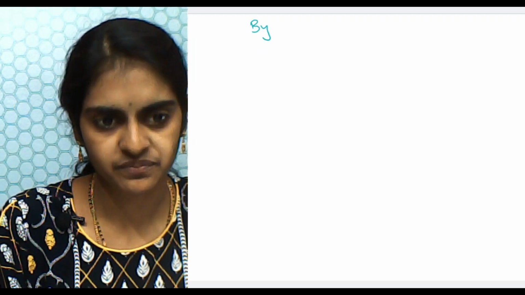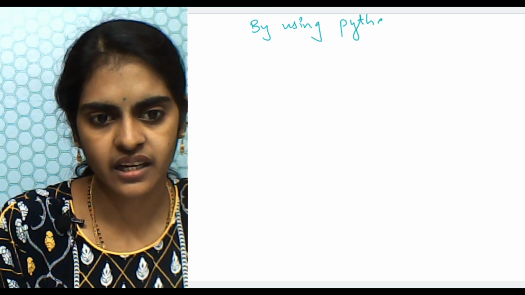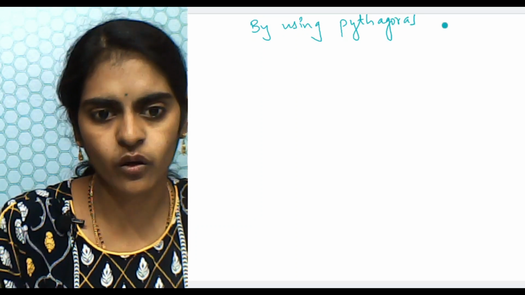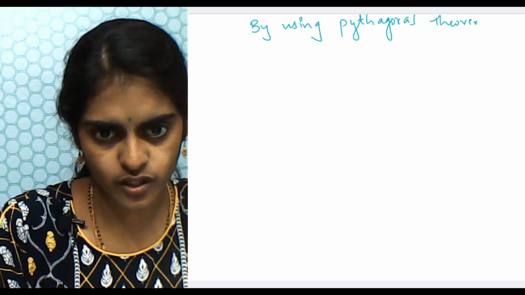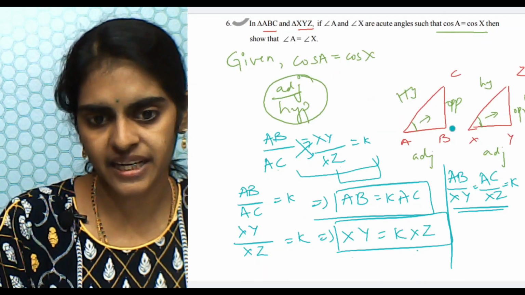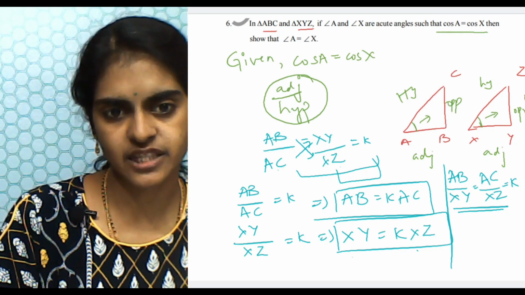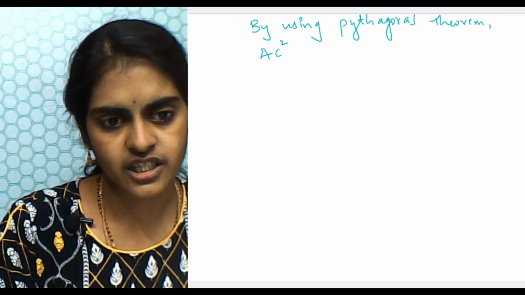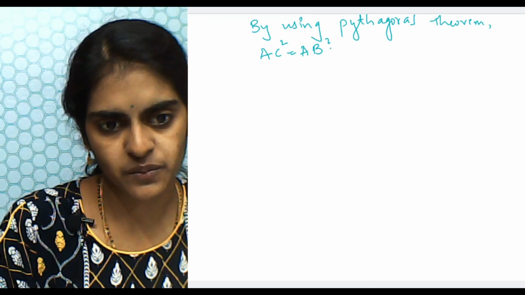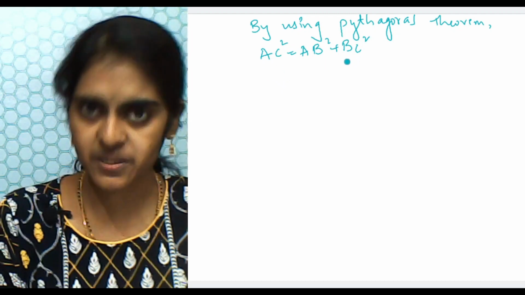So by using Pythagoras theorem, let us use Pythagoras theorem in triangle ABC. Firstly, I am taking this triangle ABC. AC square is equal to AB square plus BC square, isn't it? So hypotenuse square is equal to the sum of squares of the other two sides. Using this, AC square is AB square plus BC square.